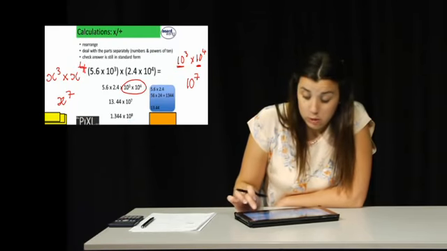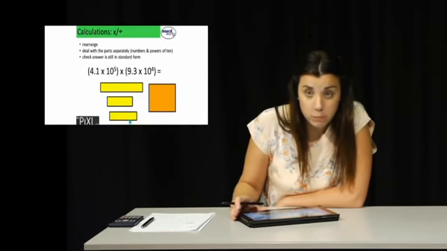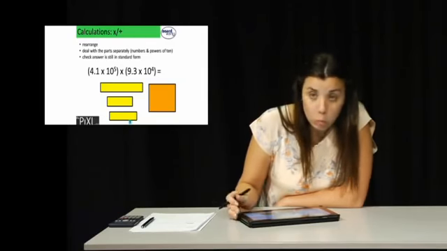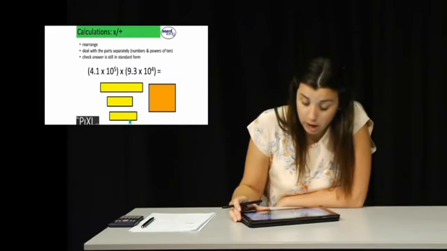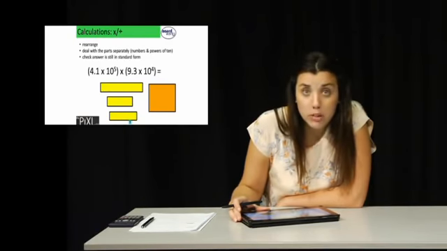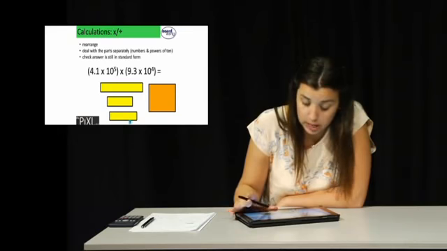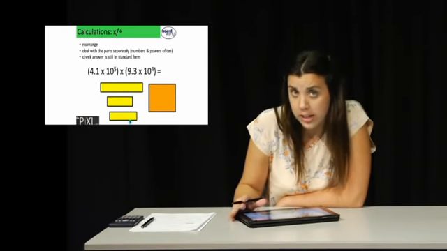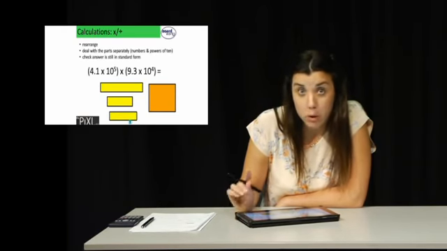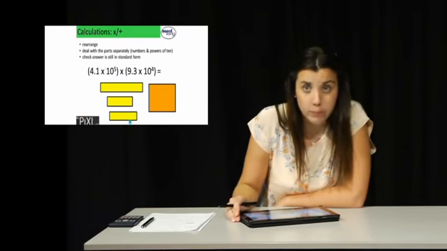So I'm going to give you one now to try. Another multiplication together. 4.1 times 10 to the power 5 multiplied by 9.3 times 10 to the power 4. Exactly the same steps. Remember your decimal multiplication. Check whether your answer is in standard form at the end. I'll give you 1 minute and then we'll go through it together.